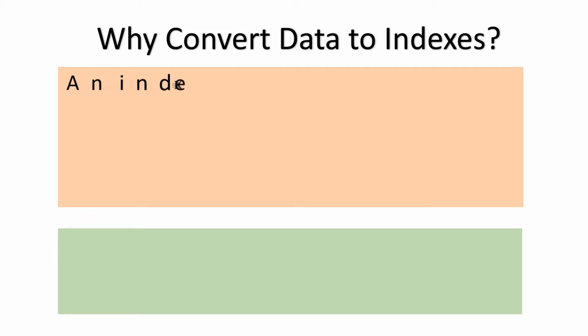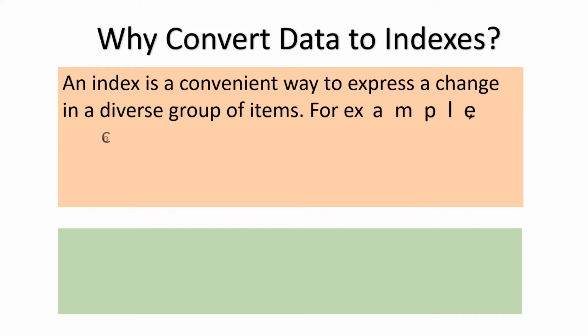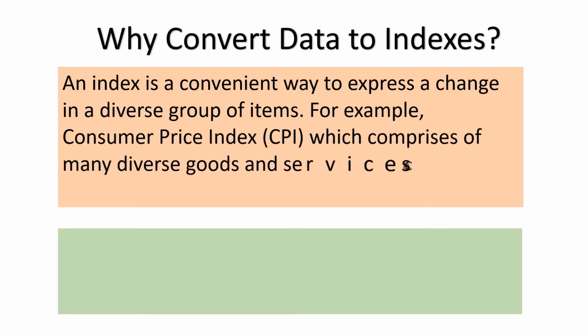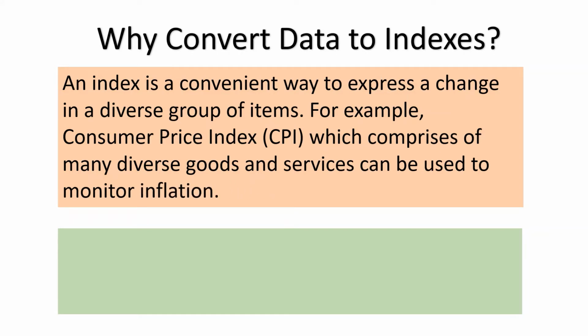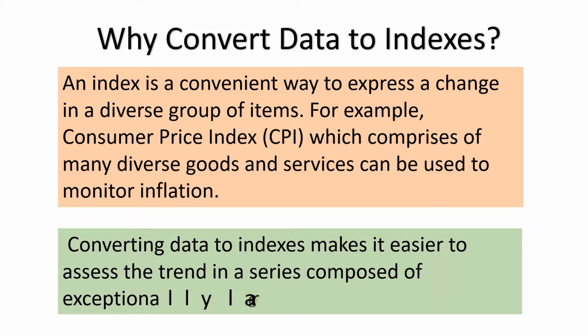Why convert data to indexes? 1. An index is a convenient way to express a change in a diverse group of items. For example, Consumer Price Index, CPI, which comprises of many diverse goods and services, can be used to monitor inflation. 2. Converting data to indexes makes it easier to assess the trend in a series composed of exceptionally large numbers.